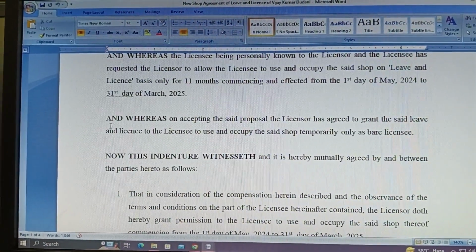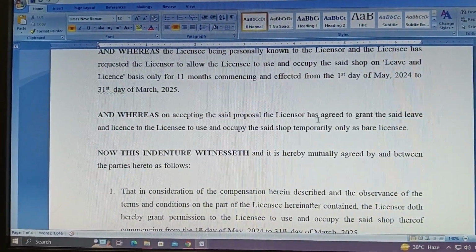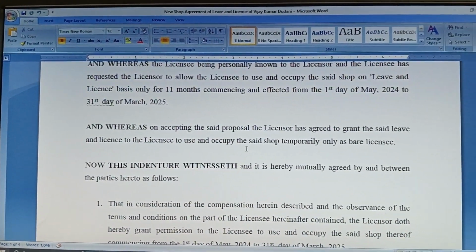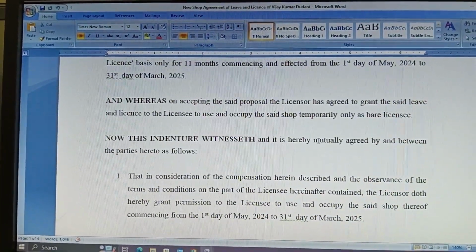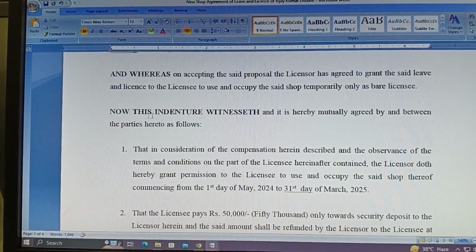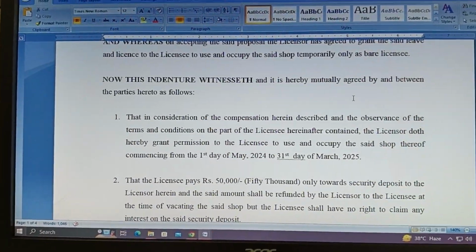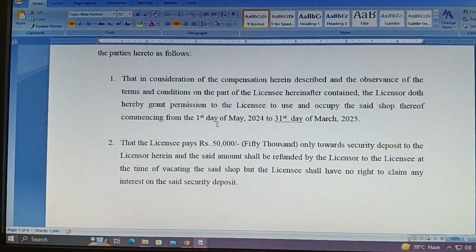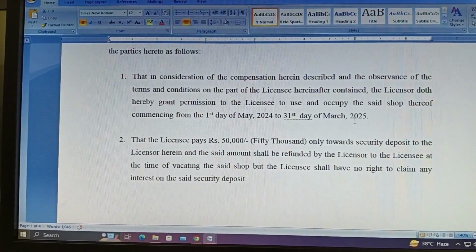Some terms like "and whereas, accepting the said proposal of licensor, has agreed to grant the said leave and licensee to the licensor to use and occupy the said shop". These are some of the terms and conditions. Now comes "This indenture witnesseth". The first para is the period of the 11 months agreement.